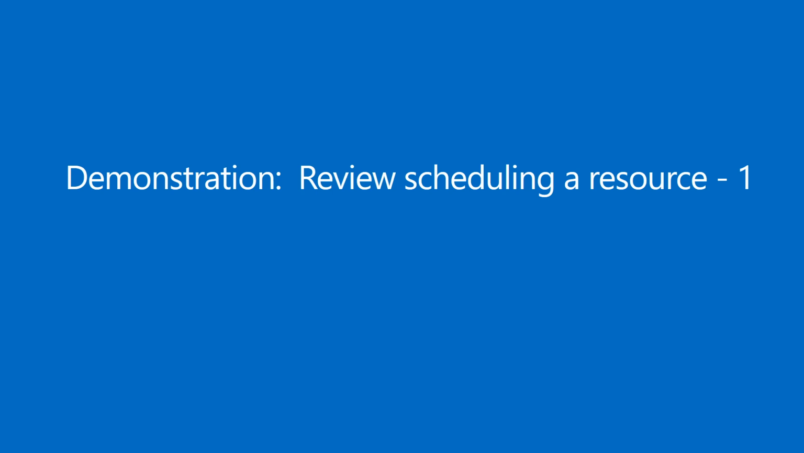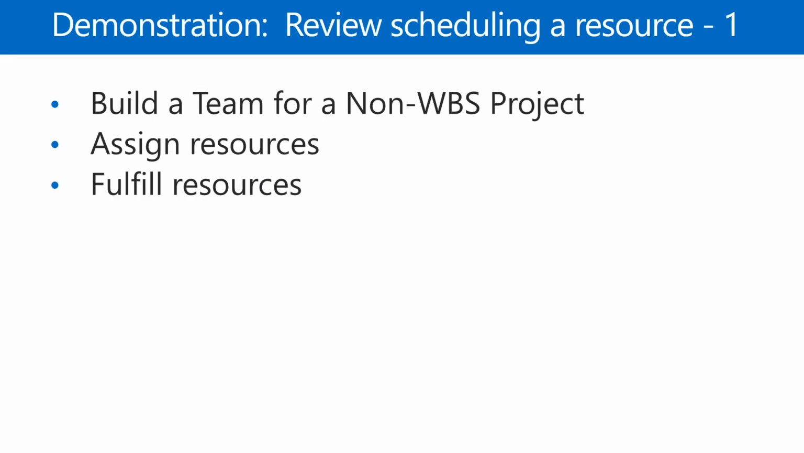During this lesson, we'll review scheduling a resource, and this is a two-part demonstration, so this will be part one. For this demonstration, we'll build a team from a project that doesn't have a WBS associated with it. The two primary things we'll be doing are assigning resources, which means assigning roles to the project and the length of time and how many hours during that length of time we need them, and then we'll fulfill the resources to those roles.